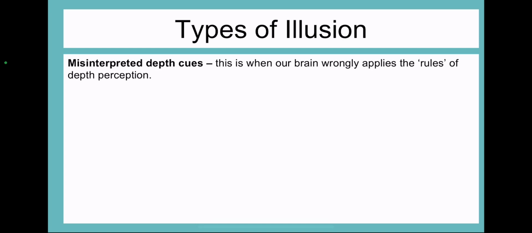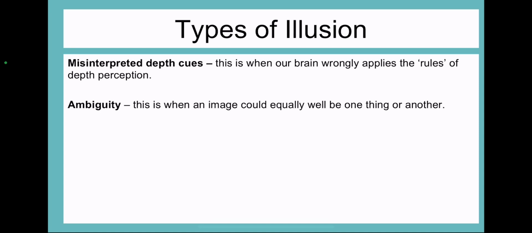What are the types of illusions that you need to know for the exam? Well, there are 4 types. The first one is misinterpreted depth cues. This is quite simply the idea that our brain wrongly and incorrectly applies the rules of depth perception. So our brain's getting tricked by some of those monocular depth cues that we looked at in the last video, or it might be that we're using some of our past experiences from our depth perception and that's resulting in our brain getting tricked. We'll look at some examples of those in just a second.